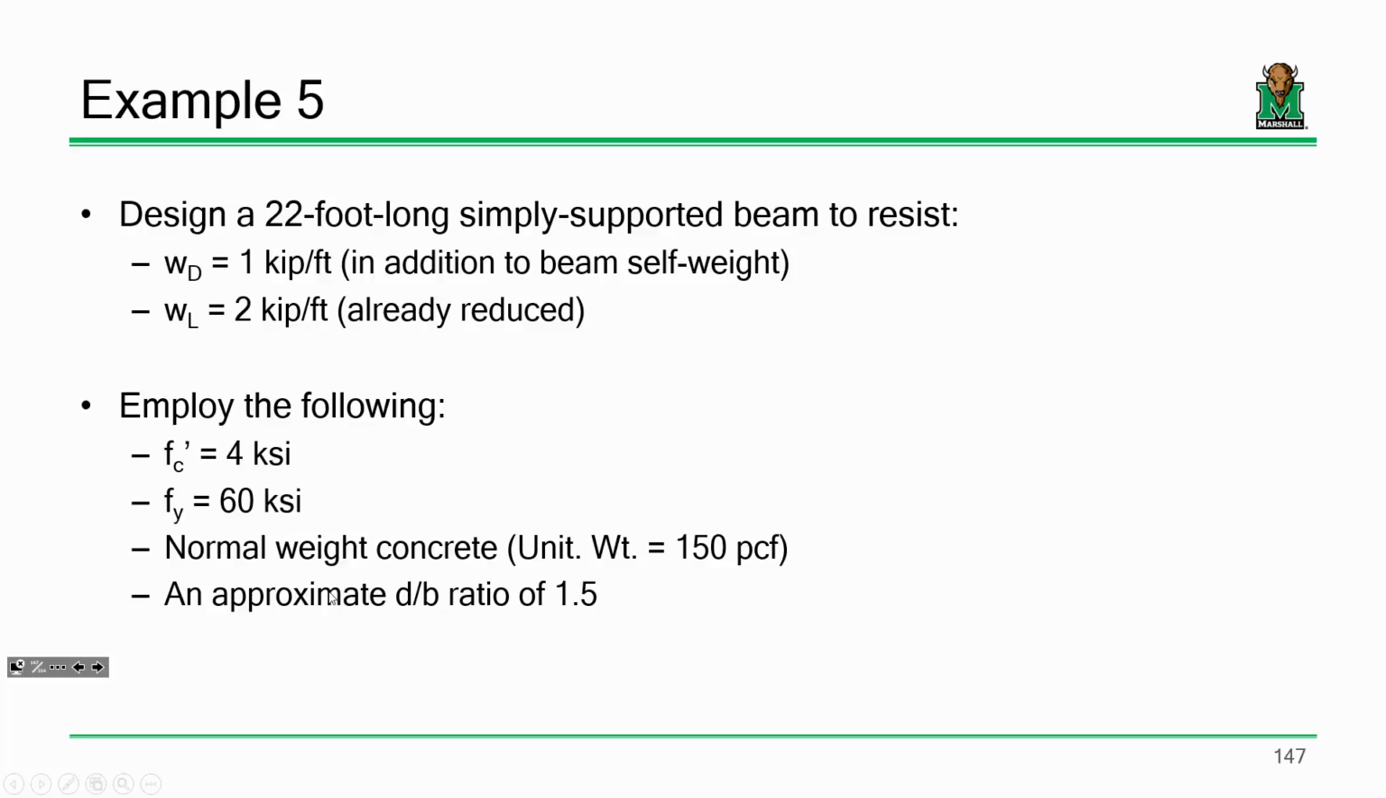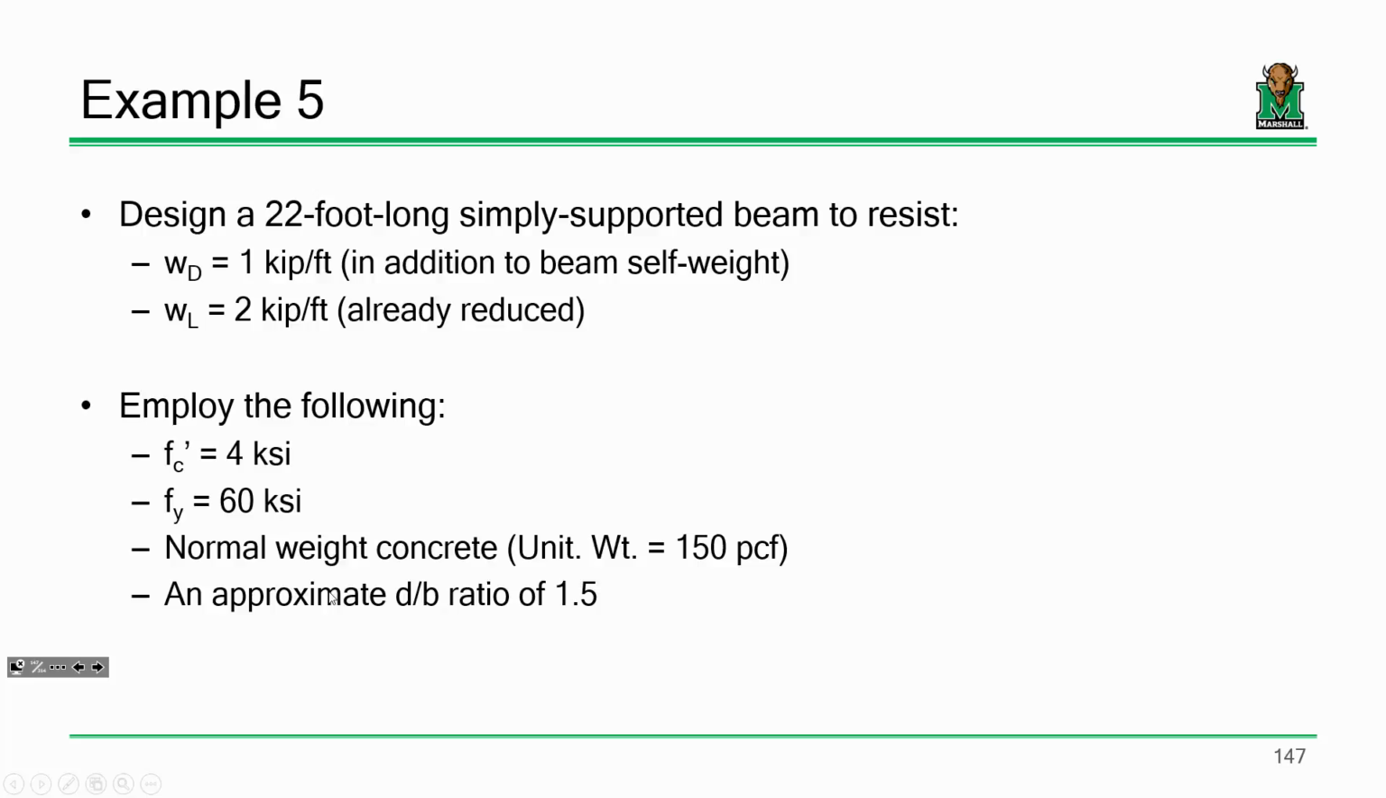All right, I want to take a little bit of stock and for you all to absorb what's going on in this example. We have a beam that's 22 foot long. We're going to subject this beam to 1 kip per foot in addition to its self-weight. So the beam is going to have some self-weight, and then a superimposed dead load of about 1 kip per foot. It's also going to be subjected to a live load that's 2 kips per foot. For the purposes of this problem, we'll say it's already been reduced. And I want to design the beam employing 4 KSI concrete, 60 KSI steel, normal weight concrete, and we'll use an approximate D over B ratio of about 1.5.